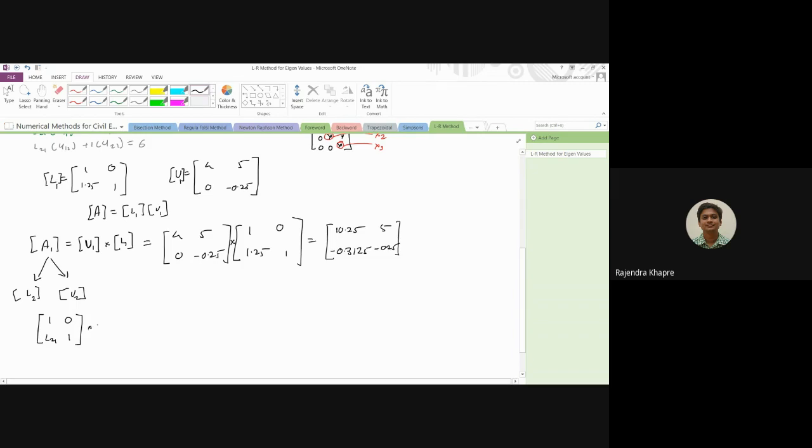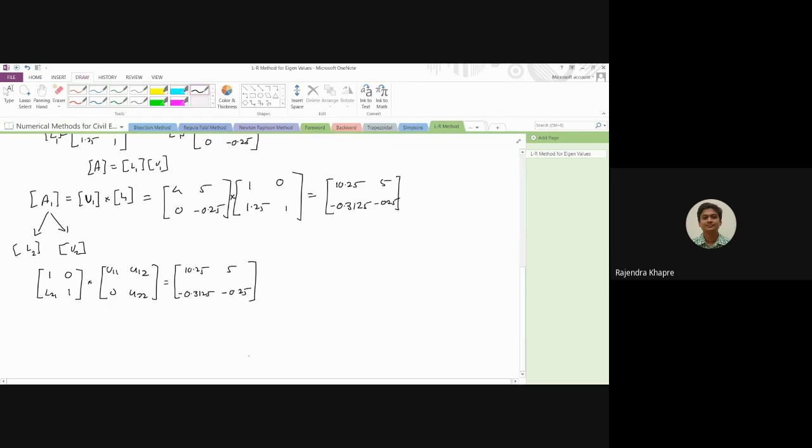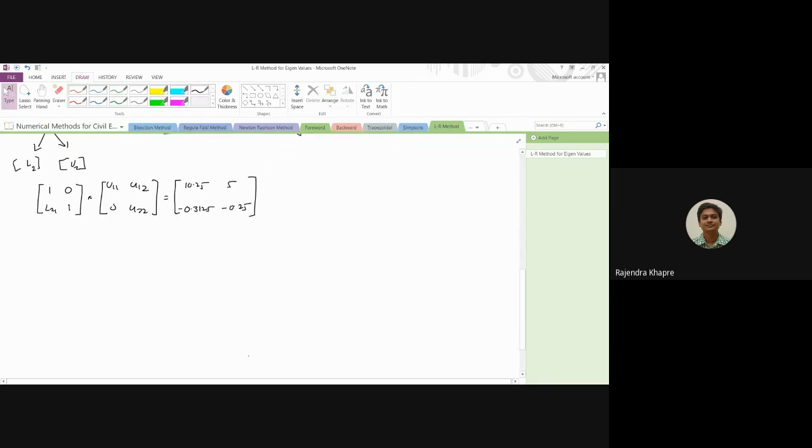Multiplied by this should be U11, U12, this will be U22, and this will be 0, and this should be equal to 10.25, this is 5, this is minus 0.3125, and this is negative 0.25. So one by one we have to now calculate the unknowns which are there in the lower triangular matrix and in the upper triangular matrix. I am sure your U11 value will be something like 10.25. They are exactly same. And this value should be 5. Now please give me this value and this value.